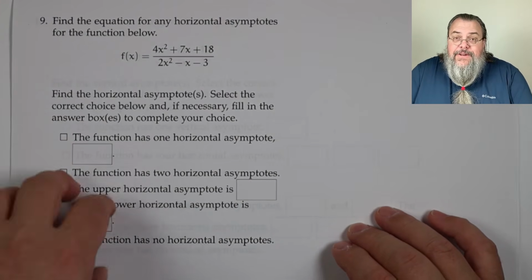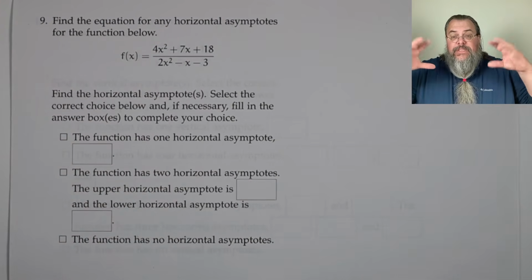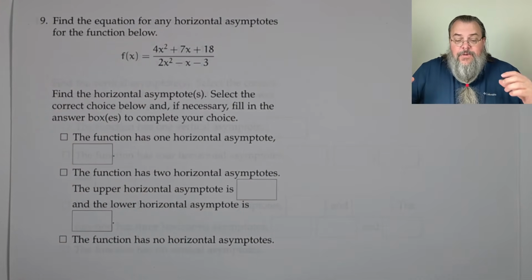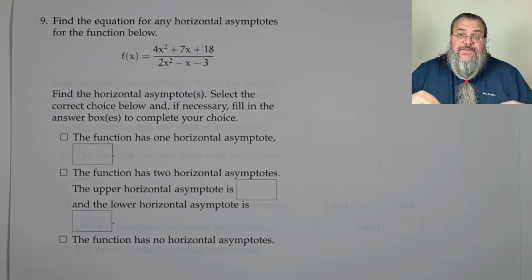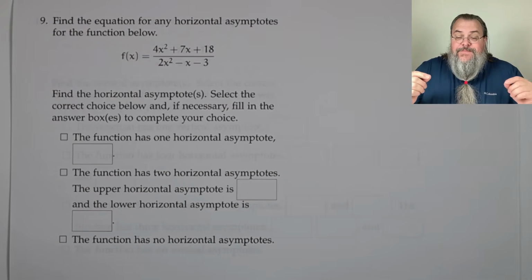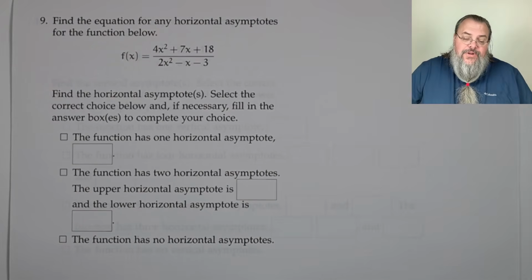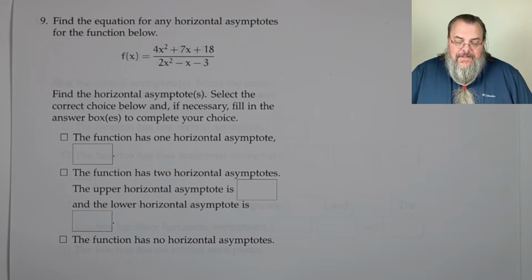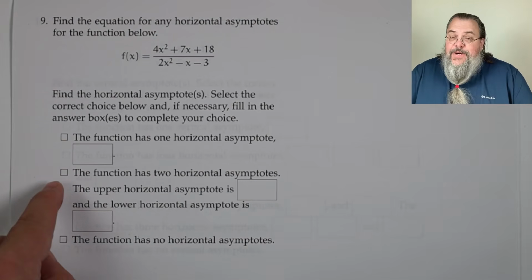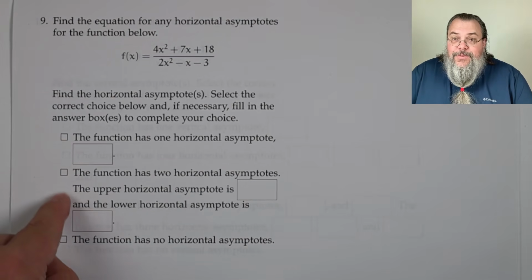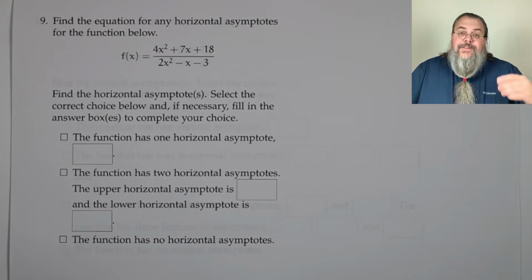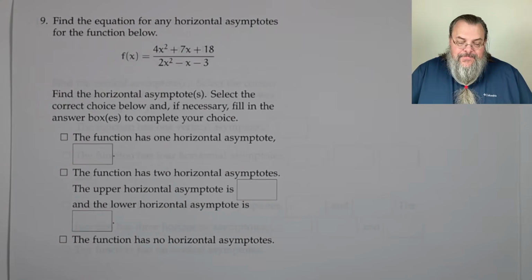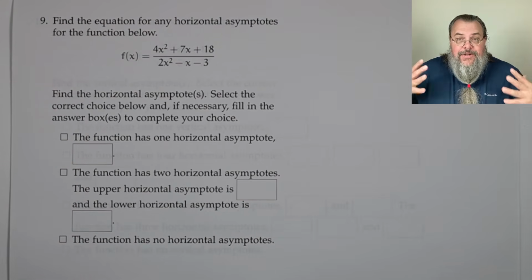So how do we figure it out? Now, this function is what's called a rational function. And so for rational functions, the answer is going to be 0 or 1. You cannot have 2 horizontal asymptotes for a rational function. And so if you see a rational function, you know it's definitely not the one with 2 of them. So what do you do? Here's the easy way to do it.